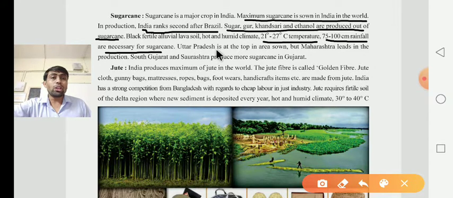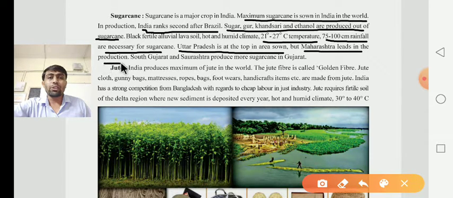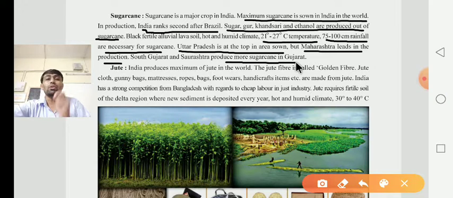Uttar Pradesh is at the top in the area of sugar cane. But Maharashtra leads in the production. If you see the leading production, then Maharashtra leads in the production. South Gujarat and Saurashtra produce more sugar cane in Gujarat. If you see the Gujarat region, then South Gujarat and Saurashtra region produce more sugar cane in Gujarat. Next, they have given the information about jute.